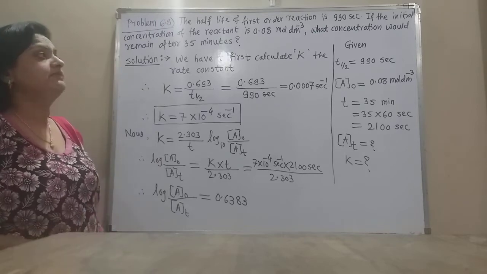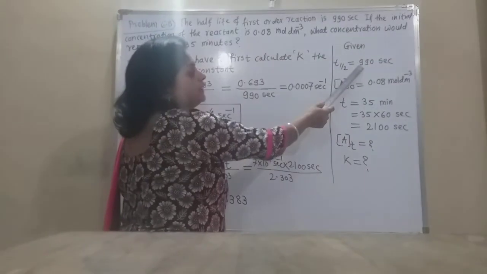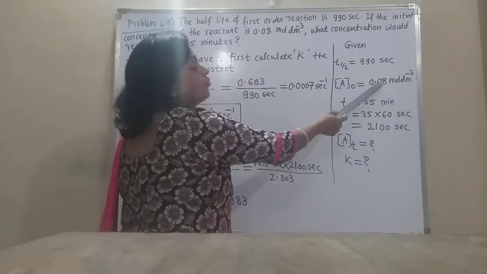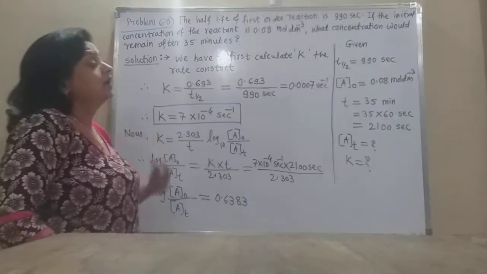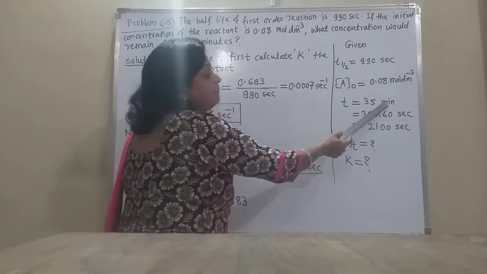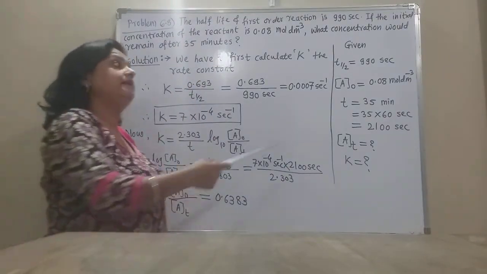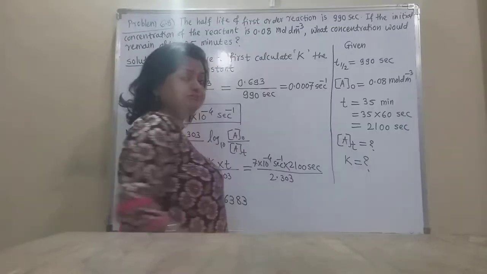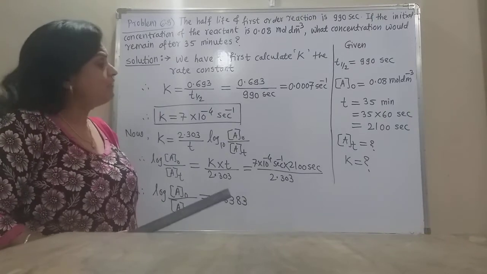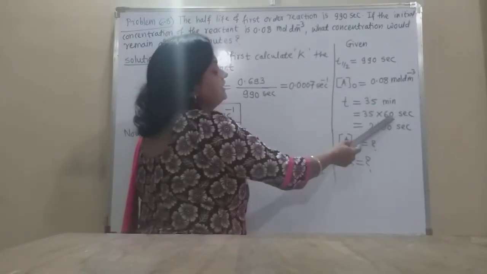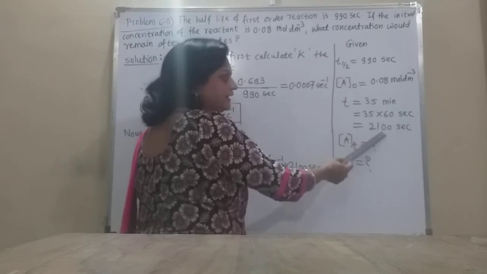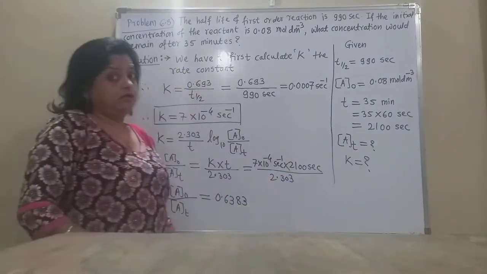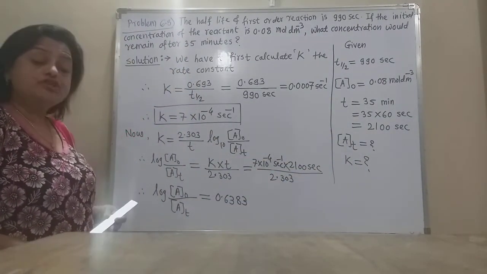Let us see what is given. The half-life period is 990 seconds. The initial concentration is also given, that is 0.08 moles per decimeter cube. Then the time is given as 35 minutes. As the half-life period is in seconds, convert this time also into seconds by multiplying by 60, because 60 seconds is equal to 1 minute. So 35 into 60 becomes 2100 seconds.